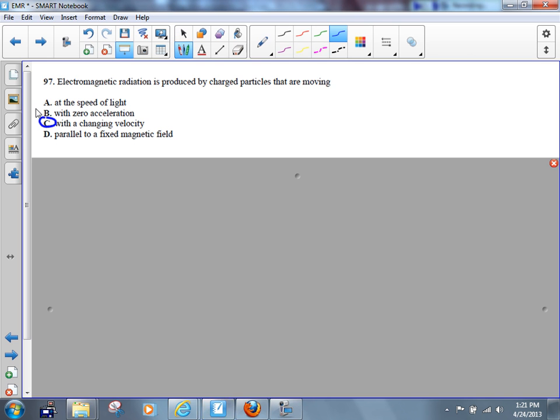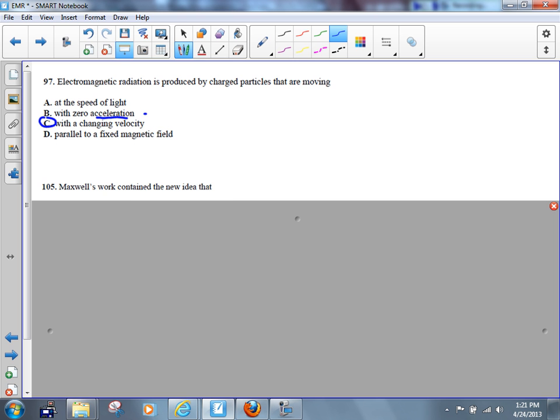What I was worried about when you were doing this question is that you'd get caught up with this word. You'd say, oh, I remember something about accelerating charged particles. I see the word acceleration. That must be the answer. Okay. What does acceleration mean? It means a changing velocity. So C is clearly the answer. Charged particles that are accelerating generate EMR, not ones that have a zero acceleration.